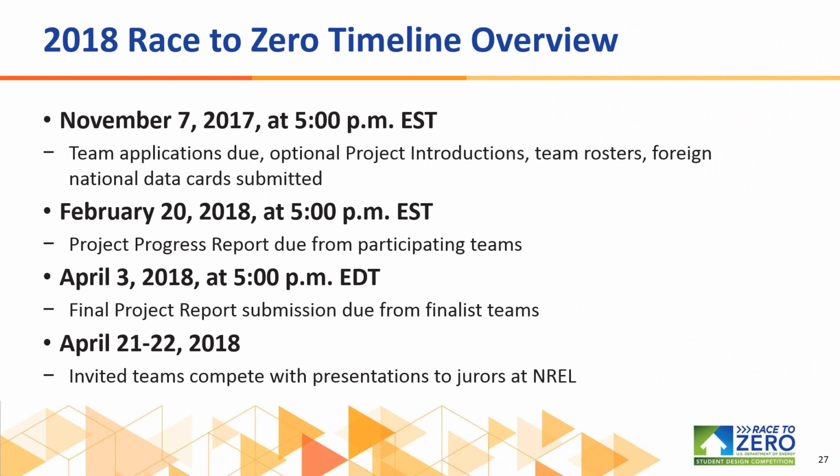So the guide includes information about the competition timeline and important dates as well. Please note that all deadlines are 5:00 p.m. Eastern Time on the designated date. Team applications are due on November 7th at 5 p.m. Eastern. No applications will be accepted after this time. Additionally, the optional project introductions and your preliminary team roster are due as well at this date. We will be talking about both of those today.